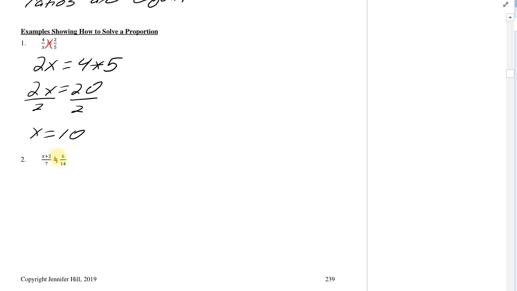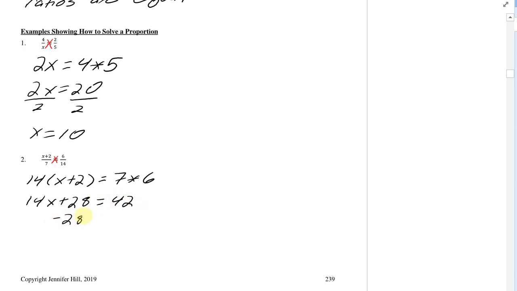You just have to be slightly more careful. I once again just need to multiply across. But in this case, when I take 14 times x plus 2, I have to put parentheses around x plus 2 to make sure I multiply 14 times all of the top. And then for the other side, it's going to be 7 times 6. So now I can distribute. So I get 14x plus 28, and that's going to equal 42.